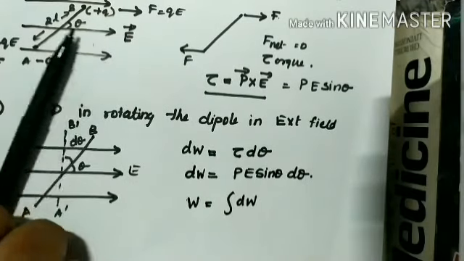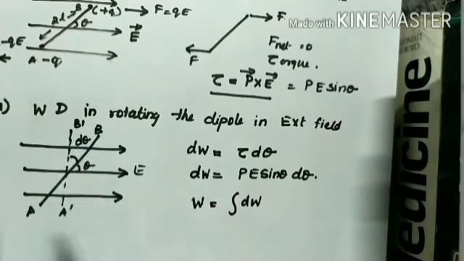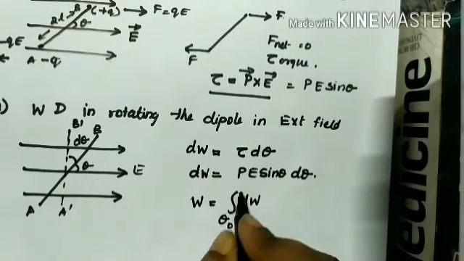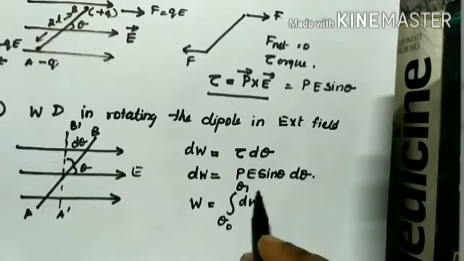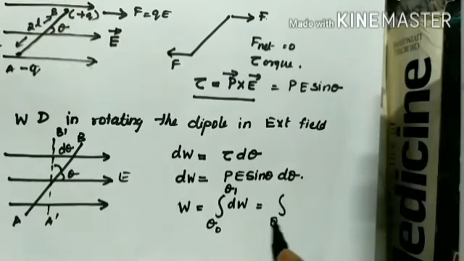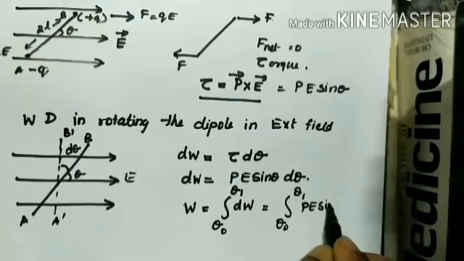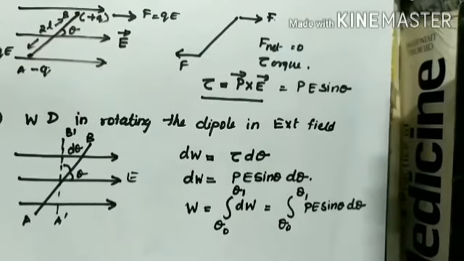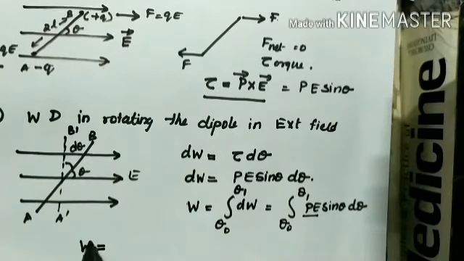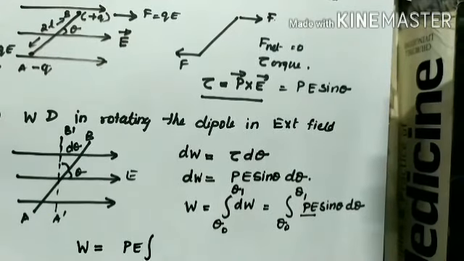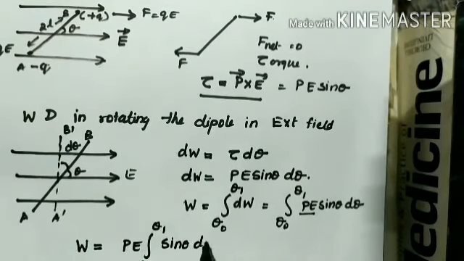Now there should be two limits: from where to where I'm going to rotate. I'm going to rotate from theta 0 to theta 1, which can be whatever. This theta 0 can be any initial angle. So theta 0 to theta 1, PE sin theta d theta. Clear? Now here PE is a constant, P and E, so I can put it outside. Theta 0 to theta 1, sin theta d theta.